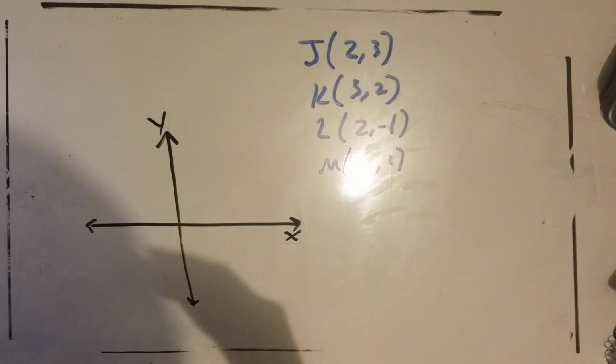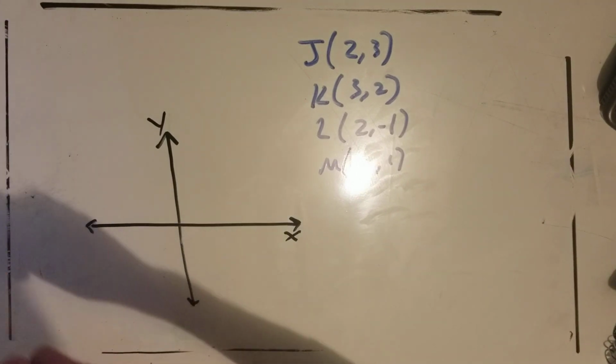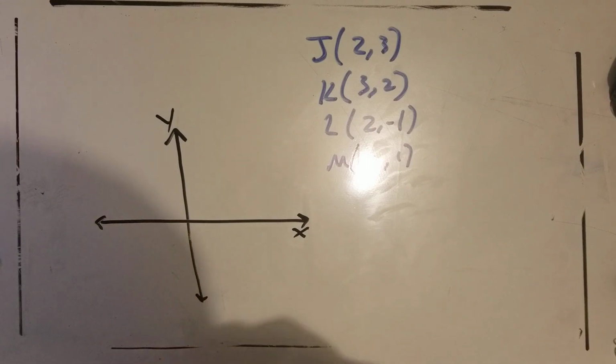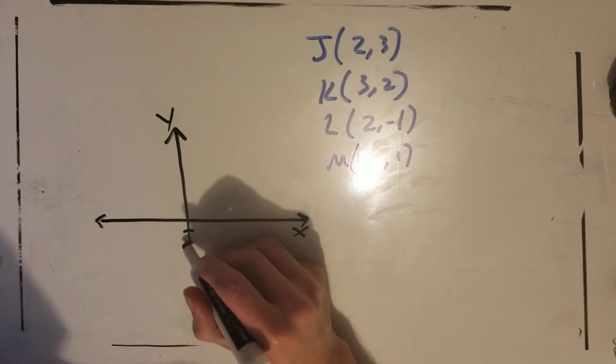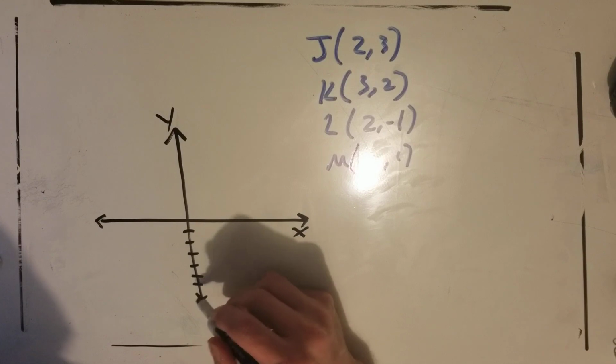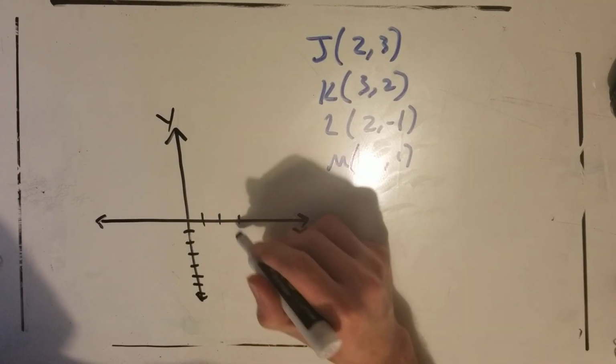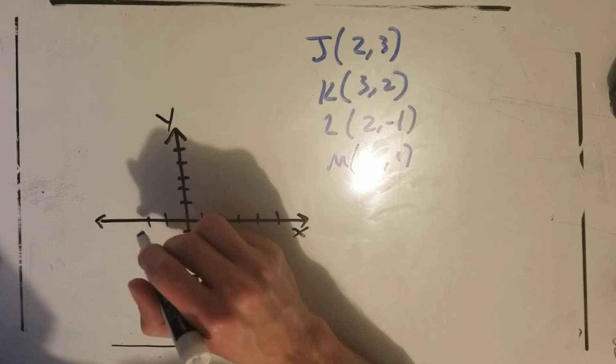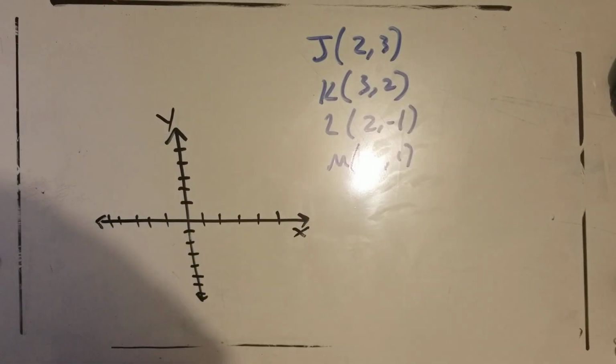X and Y. So let's go ahead and graph our original quadrilateral. Let's count by, what are we going to need here? We'll count 1, 2, 3, 4, 5, 6, 7. 1, 2, 3, 4, 5. 1, 2, 3, 4, 5. 1, 2, 3, 4. Don't think we need that.